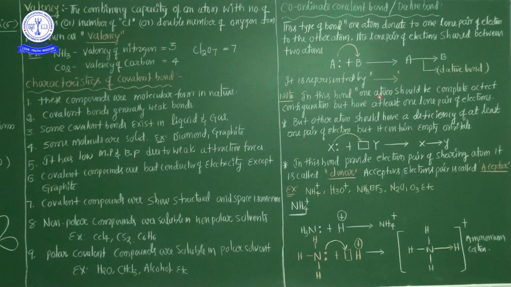So once again, coordinate covalent bond means if two atoms are involved, one atom completely donates one lone pair of electrons to another atom, but the other atom always contains an empty orbital, and this electron pair is shared between the two atoms. Now it is represented by an arrow mark.